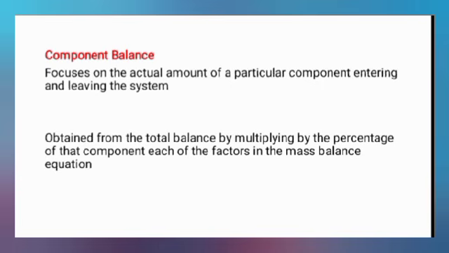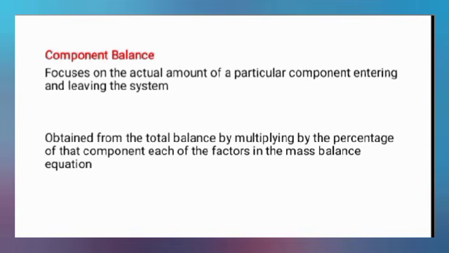So if we feed sugarcane into this particular evaporator system, then we can perform component balance on the exact amount of sugar that is entering the system, and then equate it to the amount of sugar that is exiting the system. We are focusing on only the sugar alone, but we are not focusing on the water. And mostly they are given in percentage wise. So if you want to perform component balance, we obtain this by multiplying the percentage given for that particular component by the total amount of substance that we are given.